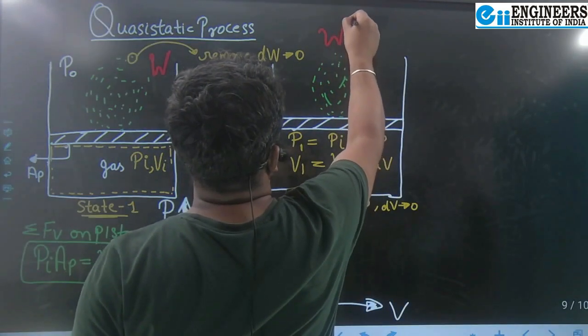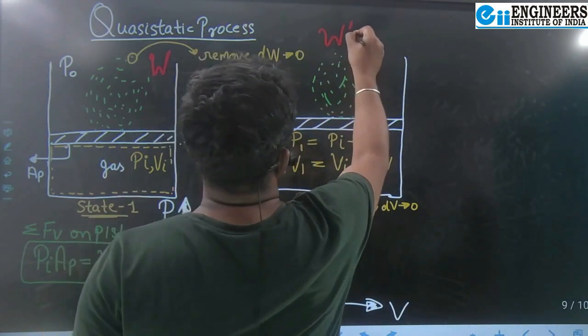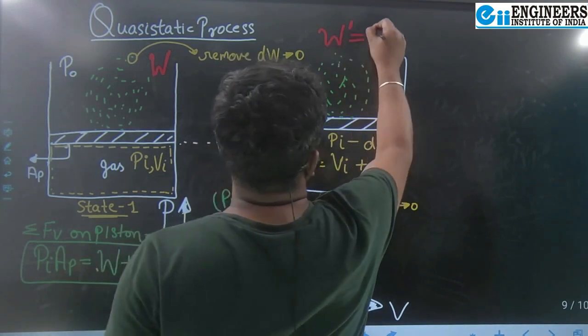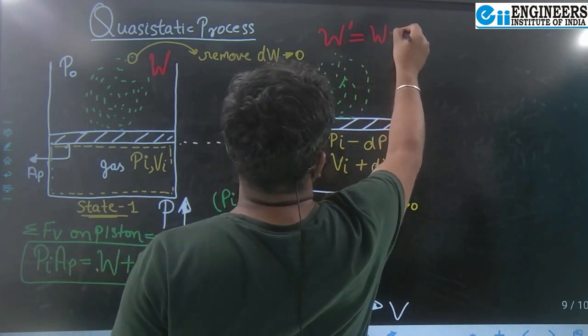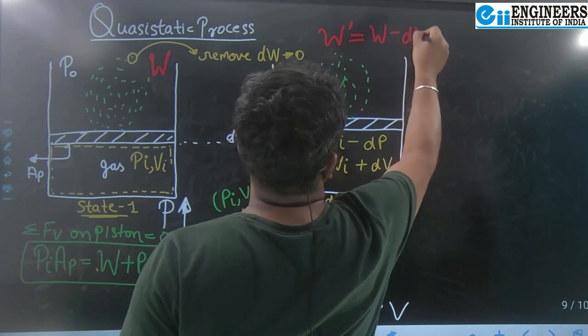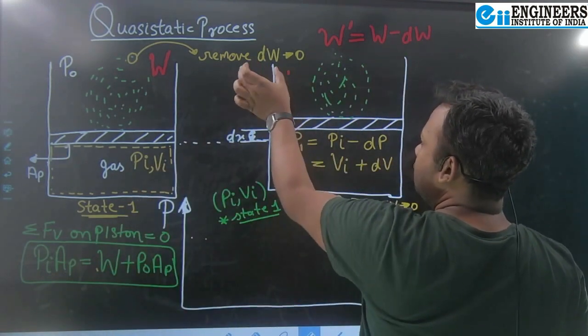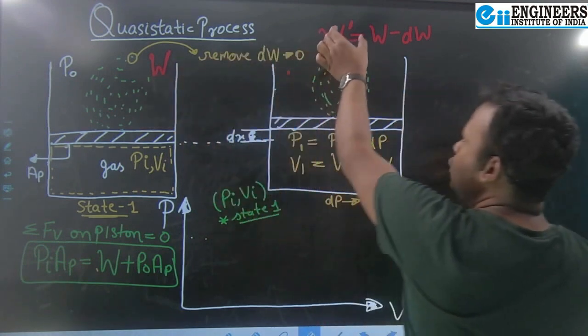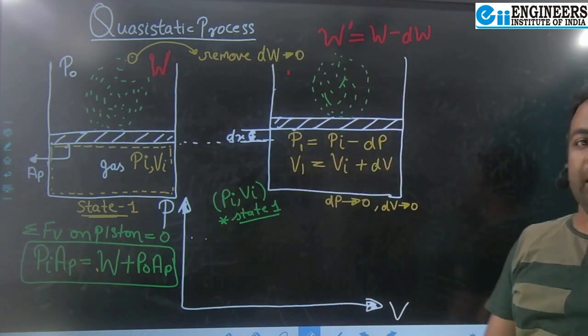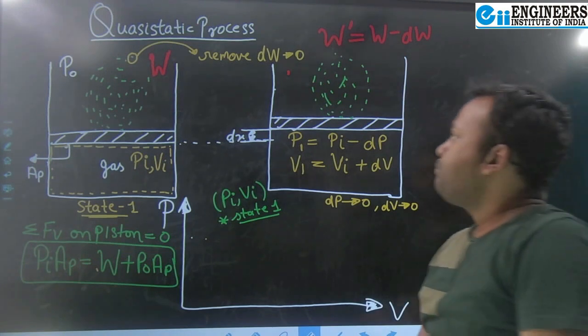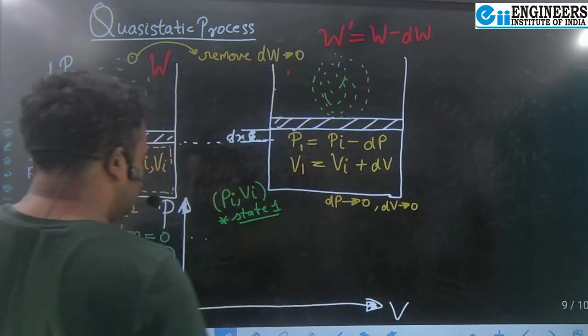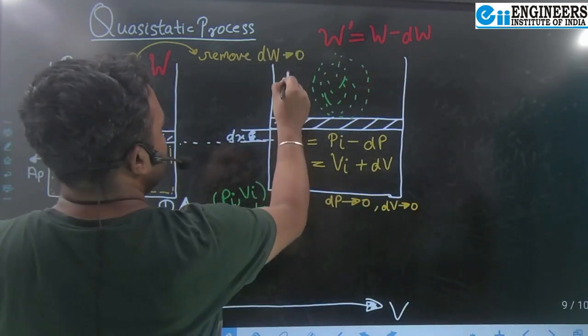The weight is changed. How much weight? It will be the initial weight minus dw, right? If you subtract this small amount of weight which you have removed from the initial weight, you will get a new weight of the total grains here. And yes, atmospheric pressure is always acting here.